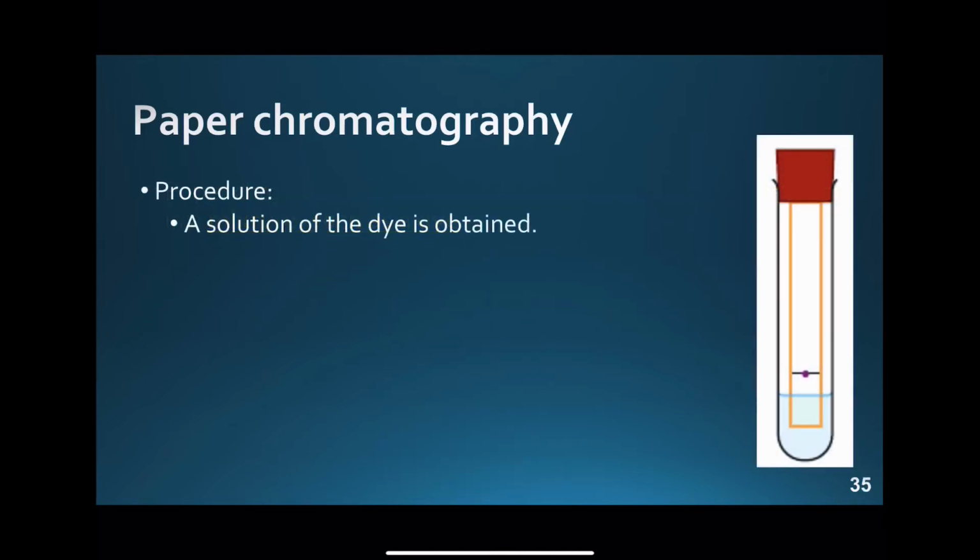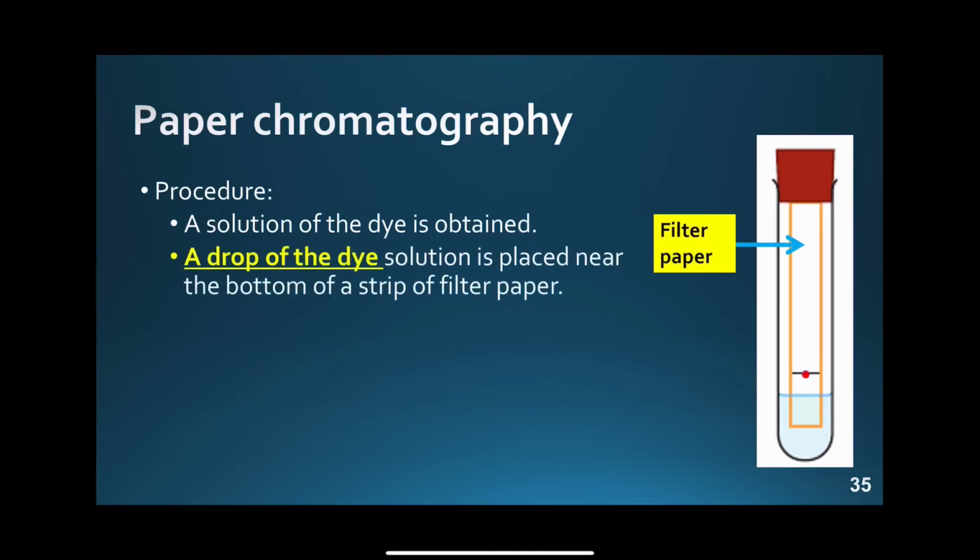What exactly does it look like? Basically, in this technique, what we do is we get the dye that we want to separate. So, for instance, in this entire setup, this purple dot over here that I'm shading now is actually the dye. You're just going to put one spot of it on the paper itself. That paper is the filter paper, and you just put a drop of the dye solution near the end of the filter paper.